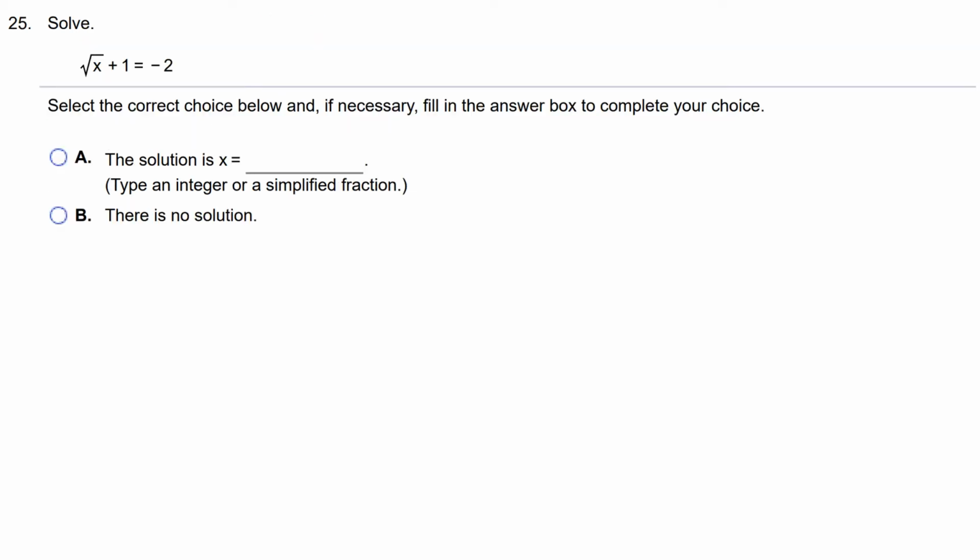Solving radical equations is actually easier than simplifying. First thing we're going to do when we solve this is get the radical by itself by subtracting 1 from both sides, and we get the square root of x equals -3. Then we're going to square both sides, and we get x equals 9. Okay, great, so we got the answer.